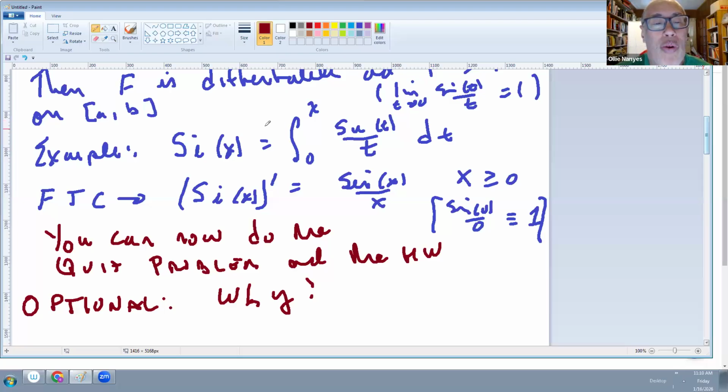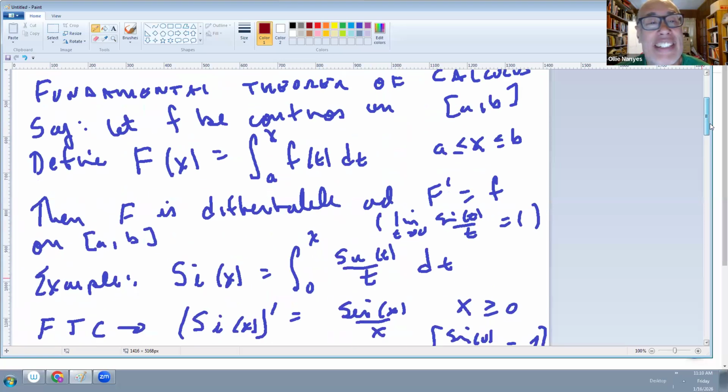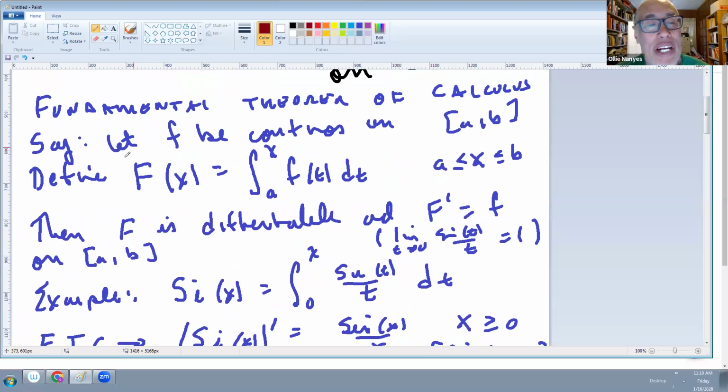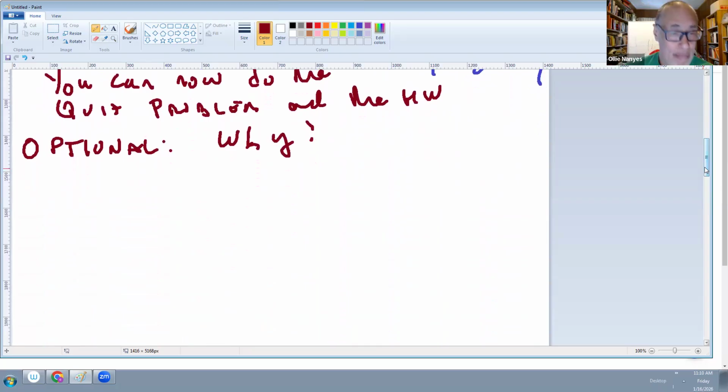Okay, so why should this function that we have here be differentiable, and why should the derivative be this? And this is sort of a quick and dirty.